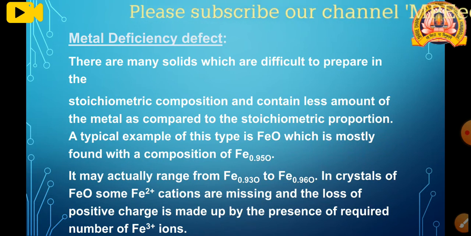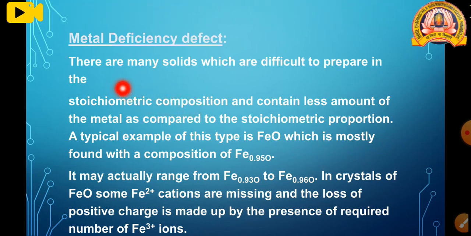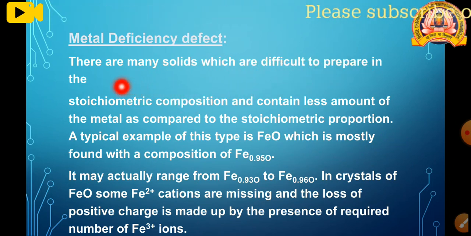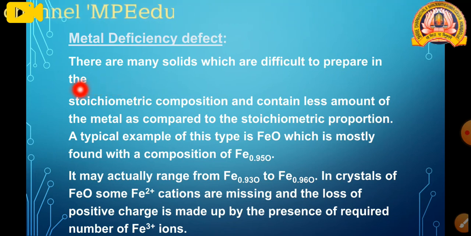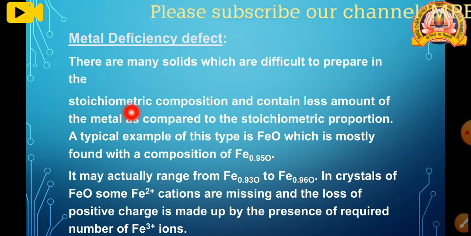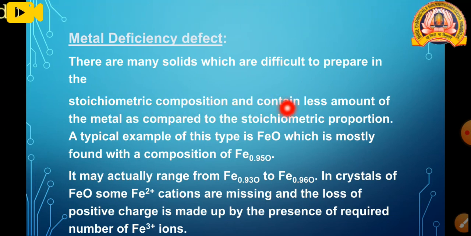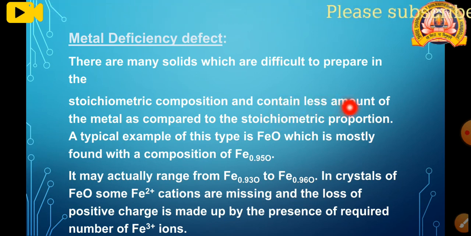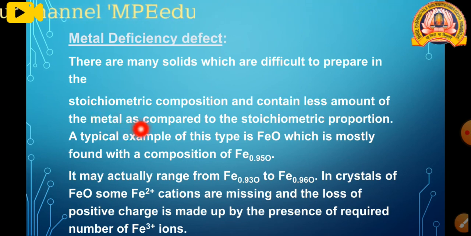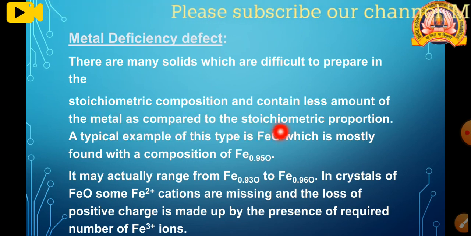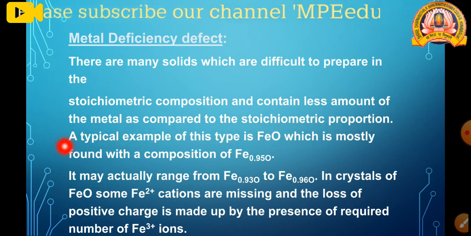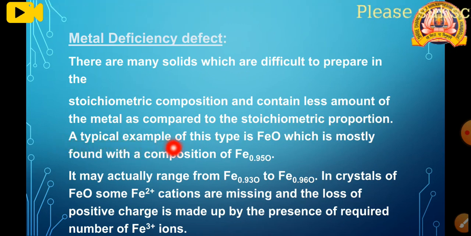Next we move on to the metal deficiency defect. The metal excess is one type, and in this type there are two possibilities: anion vacancy and cation excess. We complete the metal excess defect by studying all these things. The next is metal deficiency defect. There are many solids which are difficult to prepare in the stoichiometric composition. It contains less metal compared to the stoichiometric proportion.